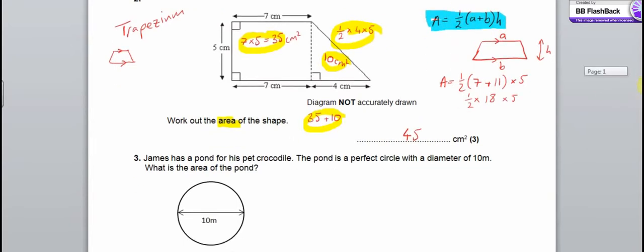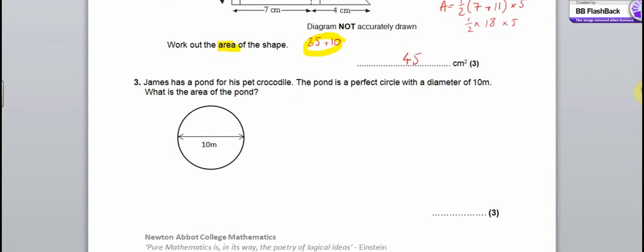Alright, question 3. James has a pond for his pet crocodile. The pond is a perfect circle. Well, we're not interested in this crocodile business. It's the circle. We've been given the diameter, and this question is about area. That's all we're really interested in.